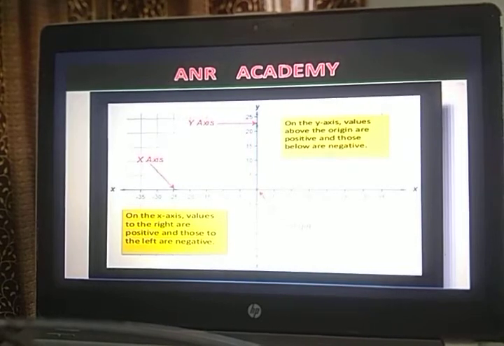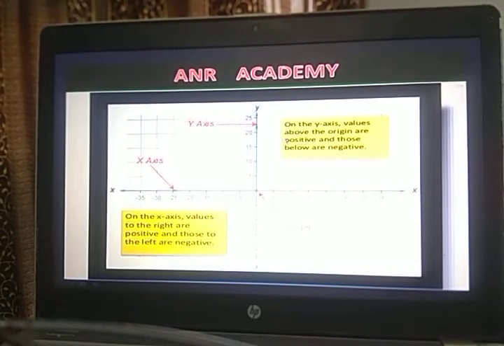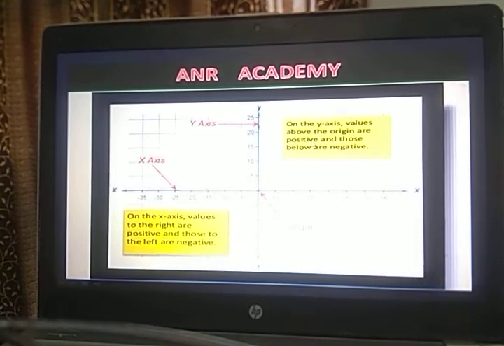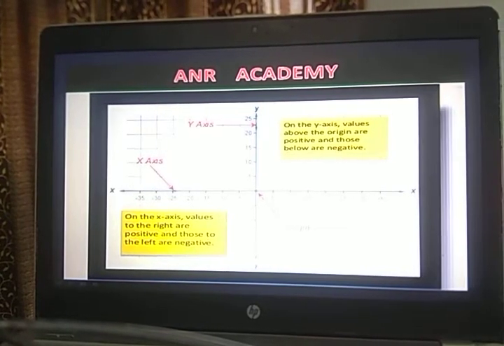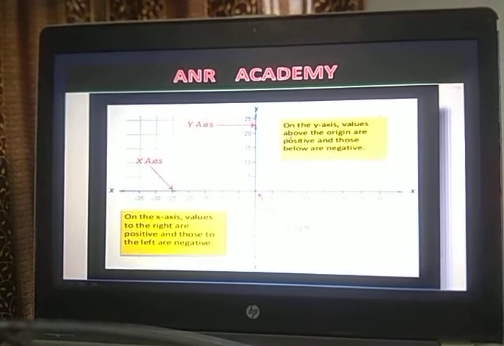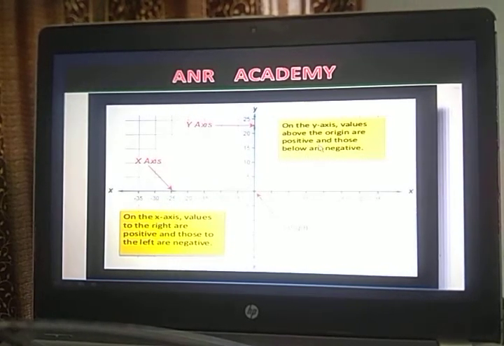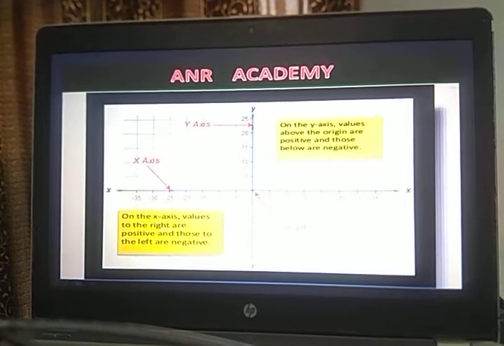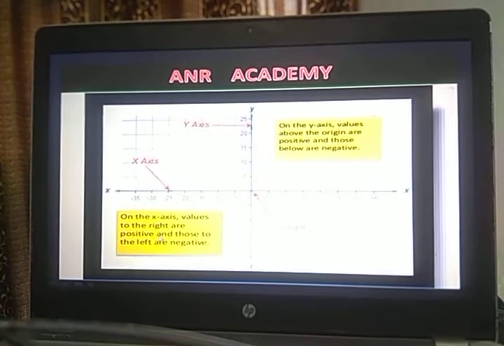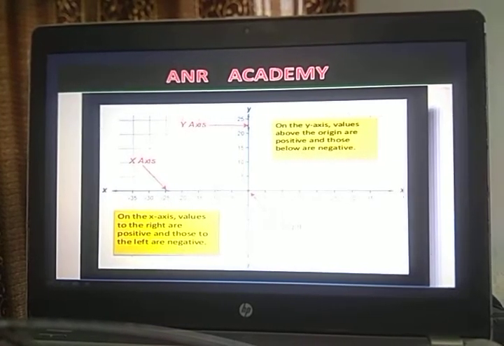So now the same thing is explained. You see here on the y-axis, values above the origin are positive and those below are negative. That already I explained. This is your origin. This is your x-axis. This is your y-axis. On the x-axis, values to the right are positive and those to the left are negative. Already explained.